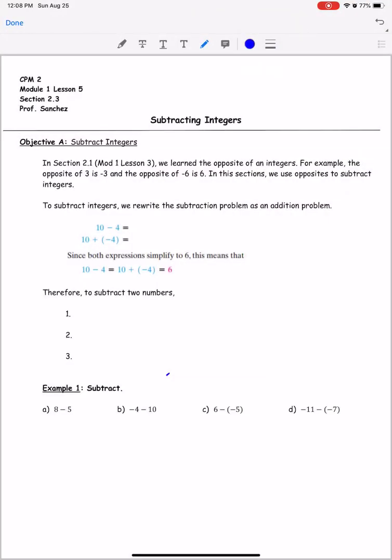Hey guys, this is CPM 2, Module 1, Lesson 5. This is subtracting integers, which is section 3.2. So, our first objective is to subtract integers.